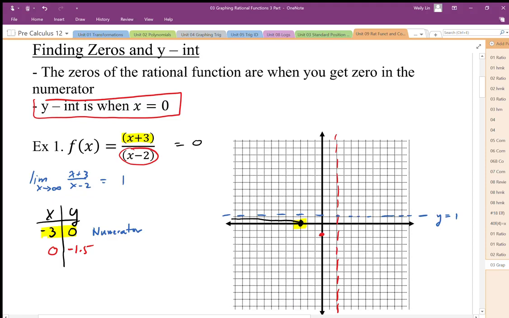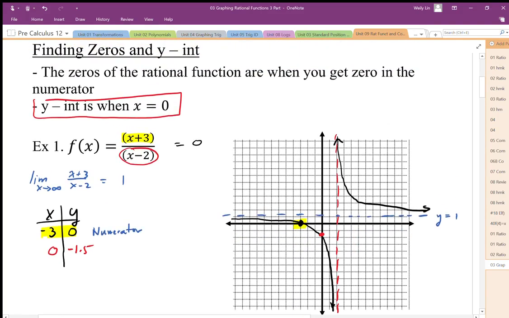Now, I don't have any points in the other quadrant, so if I want, I can make a table of values. I could do all sorts of things, but at this point, right now, we just want to have a general idea that it's in this quadrant, and it's relatively mirrored in that quadrant.